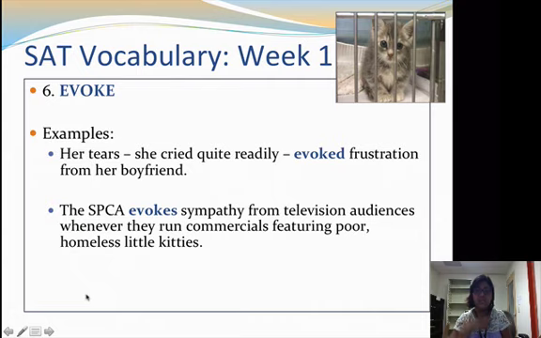The next word is evoke. Read the two sample sentences and try to guess what the word evoke, which is a verb, means. Then write down that guess. When you're ready, copy the following definition. Otherwise, pause this video.